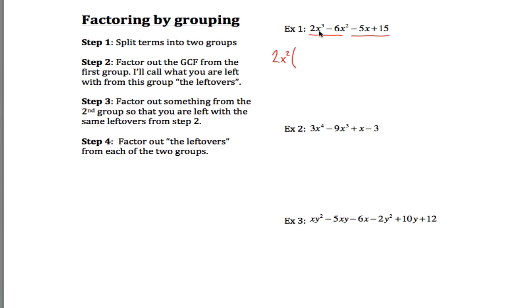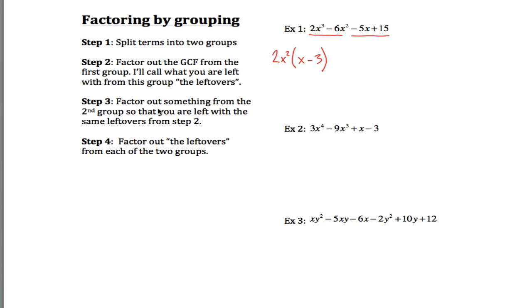The reason it's 2x squared is because 2x squared goes into 2x cubed, and 2x squared goes into negative 6x squared. If I pull out a 2x squared from 2x cubed, I'm left with just x. If I pull out a 2x squared from negative 6x squared, I'm left with negative 3. If you're not sure if you did that right, you can take this 2x squared and distribute it back into the parentheses, and you should get back where you started. So there's step 2, factor out the greatest common factor from your first group.